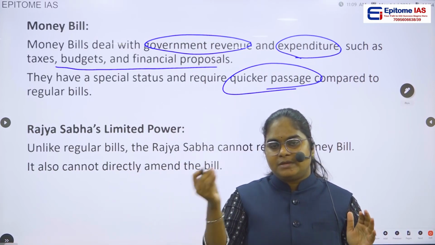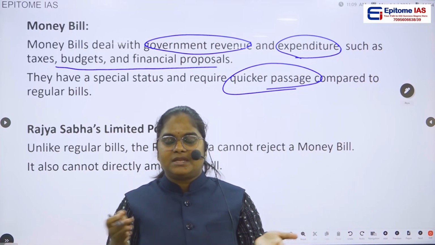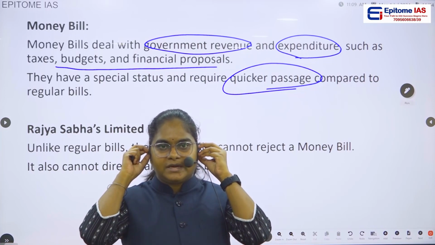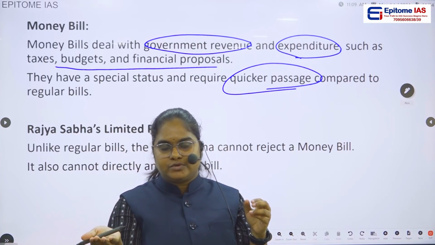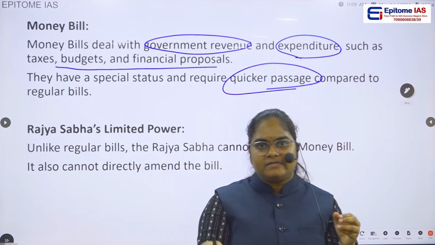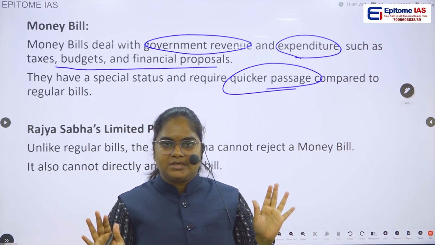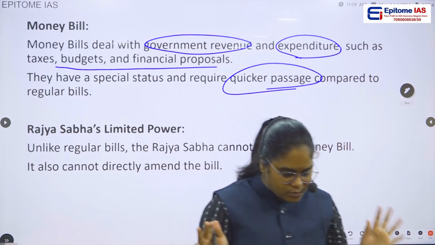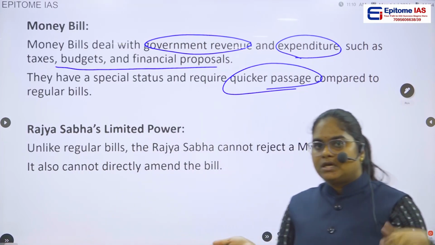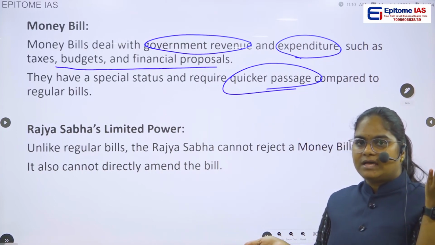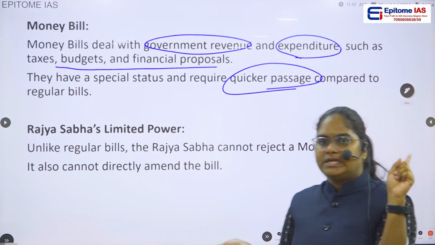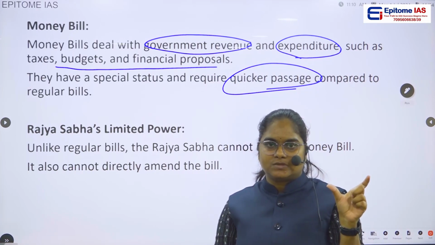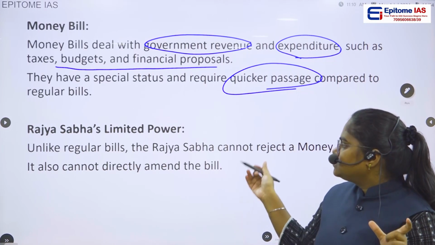And whenever the money bill gets transmitted to Rajya Sabha, the Rajya Sabha cannot amend or reject the money bill. It can only make recommendations to the Lok Sabha, and it is up to the Lok Sabha whether to accept those recommendations or reject those recommendations, and whatever the Lok Sabha wants it can do. In case of a money bill, the Lok Sabha has the upper hand, and also before the introduction of a money bill, the prior recommendation of the president is needed.